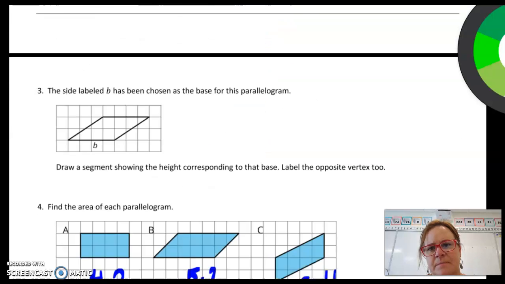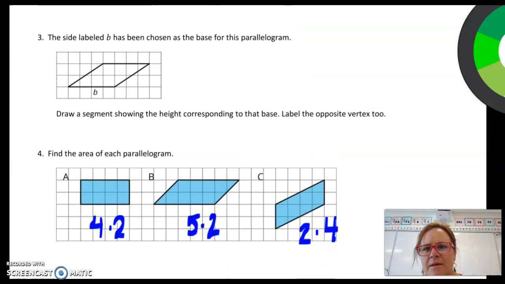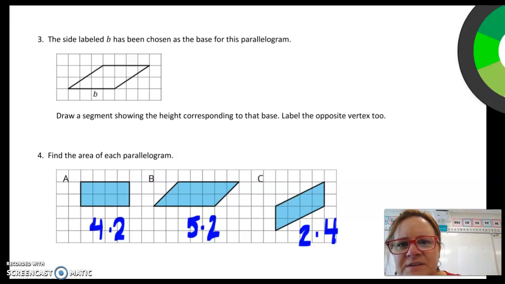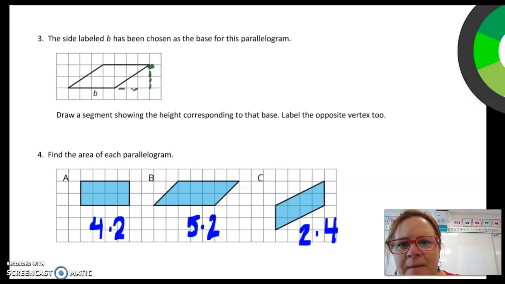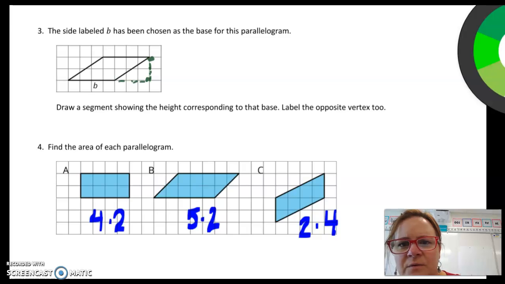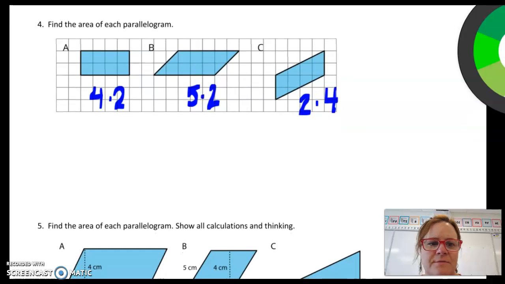All right. So, in number 3, the side labeled B has been chosen as the base for the parallelogram. So we're going to draw in the height according to that base. And then we're also going to label the opposite vertex. So here's the opposite vertex right here. And then we're going to draw in the height. And I'm going to extend that base so that you can see that they do in fact meet at a 90-degree angle.